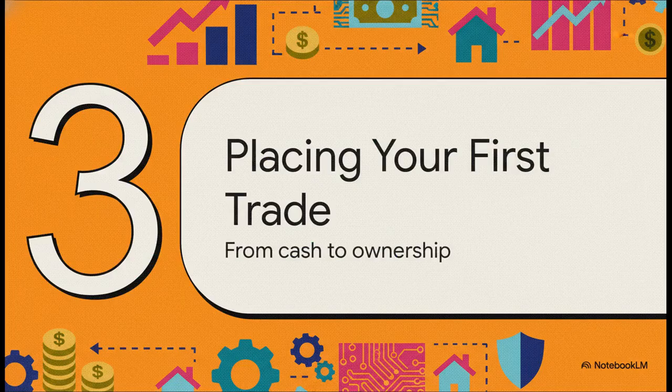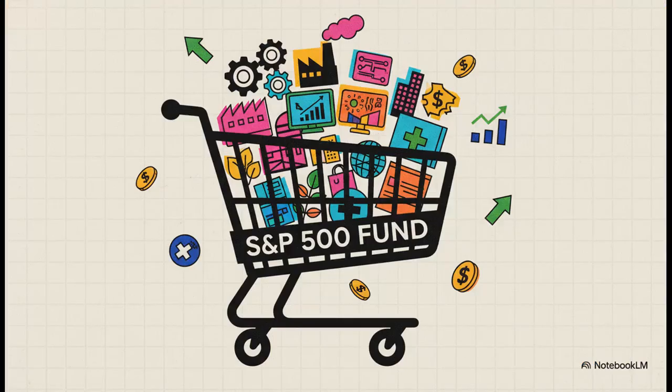Okay, section 3. This is it, the main event. This is where we turn that cash you just deposited into actual ownership. It's time to place your first trade. So, what on earth should you buy? Well, a really solid starting point for a lot of people is a diversified investment. That just means you're not putting all your eggs in one basket. So for this explainer, we're going to use an S&P 500 fund. It's a super popular way to invest in the whole US stock market at once.